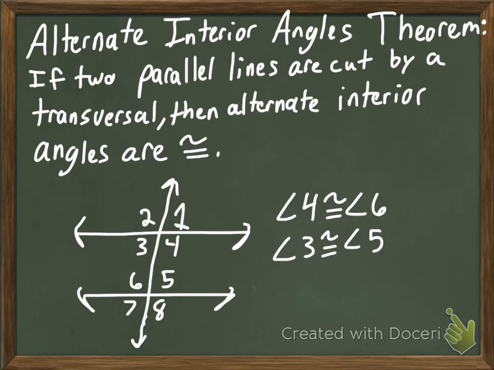Okay, the next theorem is the alternate interior angles theorem. This is what I hope you saw whenever you looked at the alternate interior angles. If two parallel lines are cut by a transversal, then the alternate interior angles are congruent. Which would mean that in this picture, angle 4 would be congruent to angle 6, and angle 3 would be congruent to angle 5.